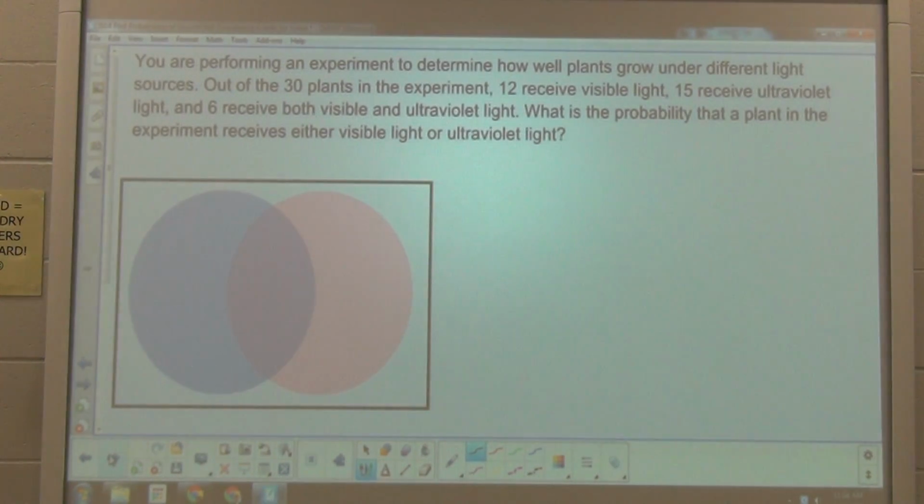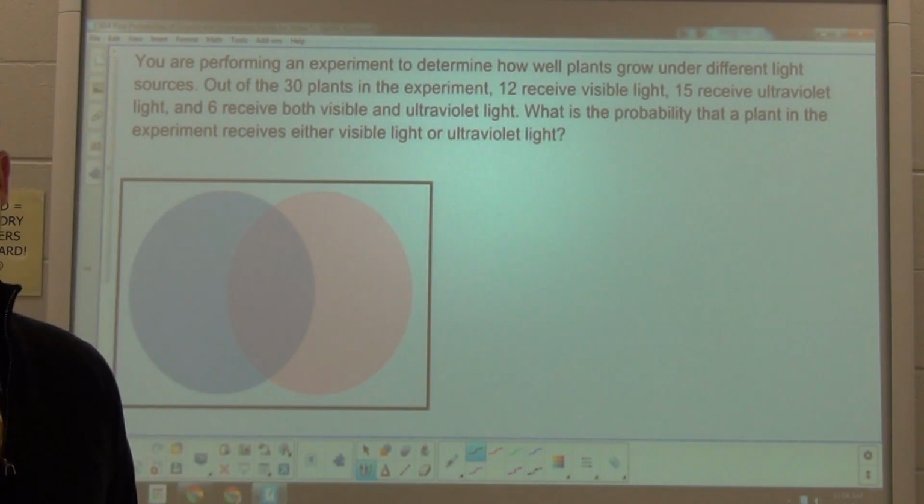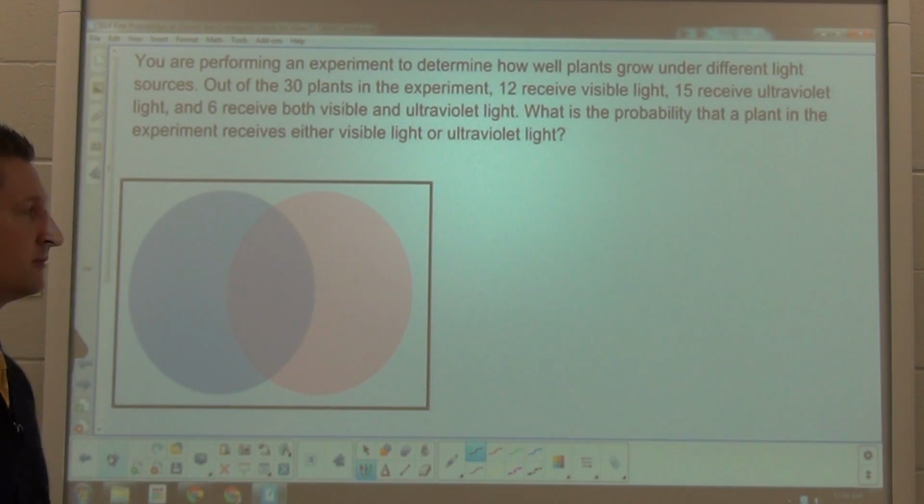Next up, we have one more example where a couple of events have some overlap going on. So, the problem says you are performing an experiment to determine how well plants grow under different light sources. Out of the 30 plants in the experiment, 12 receive visible light, 15 receive ultraviolet light, and 6 receive both visible and ultraviolet light. What is the probability that a plant in the experiment receives either visible light or ultraviolet light? Well, the first thing you'll notice is that I've added a Venn diagram to this problem.